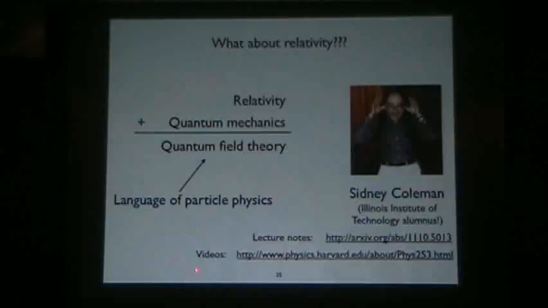He was one of the great educators, and he had his hand in the work that went to many Nobel Prizes, including the one from 2004. Gross, Wilczek, and Politzer was his student.